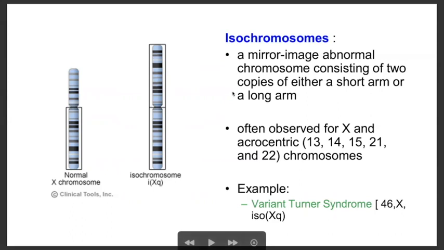So here, in this illustration, the Q portion is the one that is mirror image. So this is the normal X chromosome and this is the Q portion or the Q arm of the chromosome. And in isochromosome, this Q portion is copied to its short arm. So you have the formation of this iso. That's why it's called isochromosome, because you have one portion of the chromosome that is copied from the other.